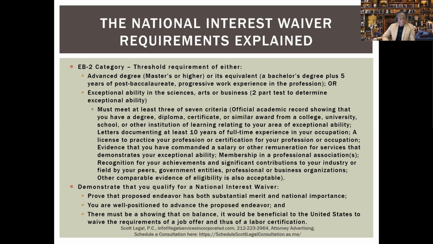So this first prong, the proposed endeavor, can really be formulated independent of an individual. What is the proposed endeavor? Why is it that what this person plans on doing is important to the United States, not specifically related to the person? But when you move into prong two, it's that the person is well positioned to advance the proposed endeavor.